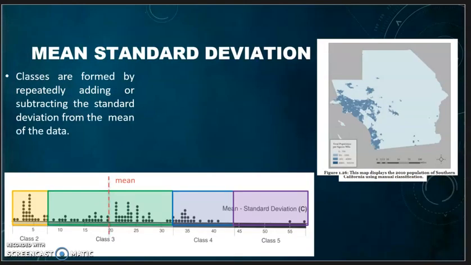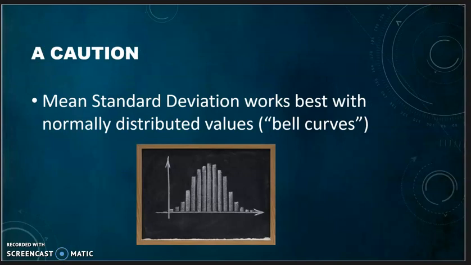The standard deviation or mean standard deviation classification method shows you how much a feature's attribute value varies from the mean. The mean and standard deviation are calculated automatically. Class breaks are created with equal value ranges that are a proportion of the standard deviation, usually at intervals of 1, 1/2, 1/3, or 1/4 standard deviations using mean values and the standard deviations from the mean. Just a little caution, mean standard deviation works best with normally distributed values or bell curves.